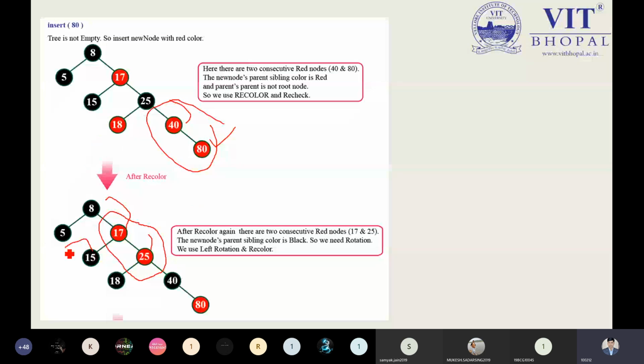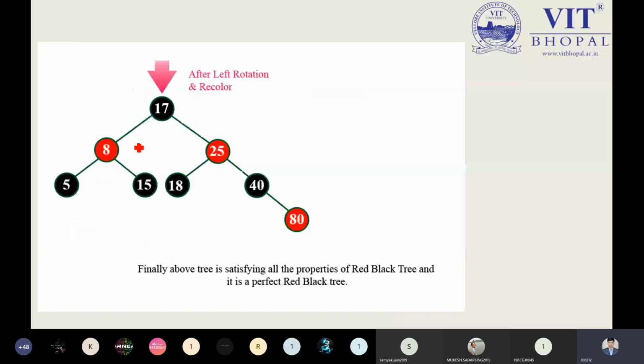Why? Because if 17 is the root, then 15 is less than 17, so it will be part of the left subtree. So ये 15 यहाँ आएगा, but 15 is greater than its value on the left side, that is the 8, so definitely it will be part of the right side. So this part we have already discussed so many times. So this is the example of the red black tree.